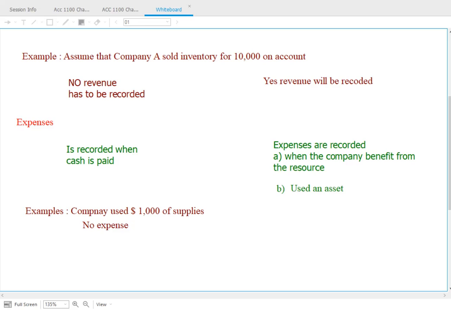But under the accrual base, supplies is an asset, and the company used the asset. So they have to record an expense, which is called supplies expense, once they used the asset. So yes, under the accrual base, they should record an expense, and the expense is called supplies expense. Why under the accrual base we have an expense? Because the company used the asset.